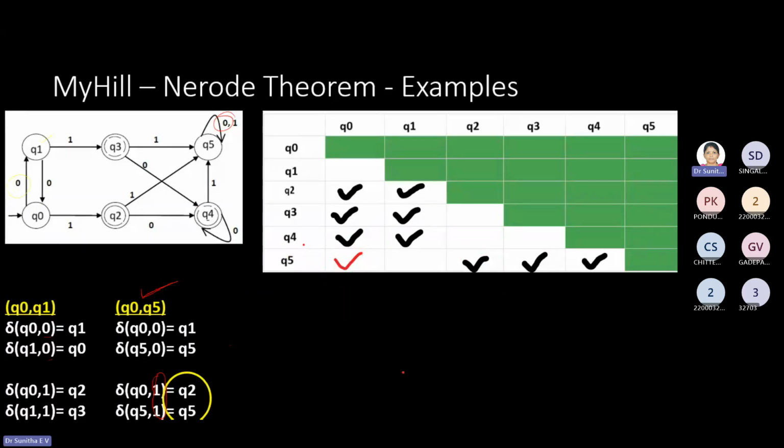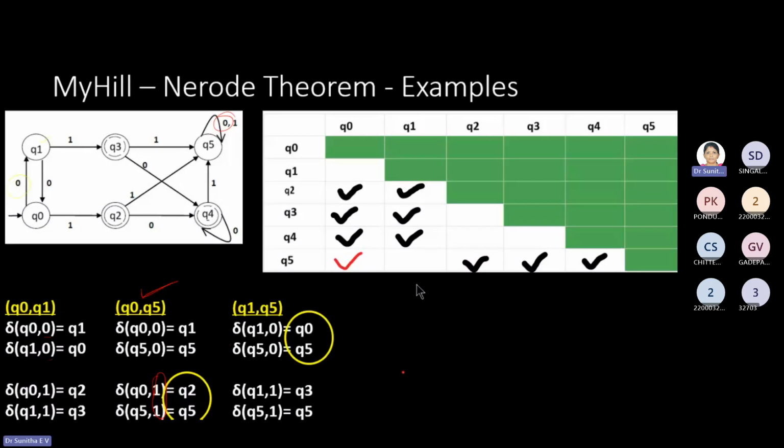Okay. Then we got a new marked pair here. Then the next unmarked pair is Q1, Q5. Find the transitions for 0 and 1. We get Q0, Q5. Q0, Q5 is this one, and it is already marked. That means we can mark this Q1, Q5. So we mark Q1, Q5 there.